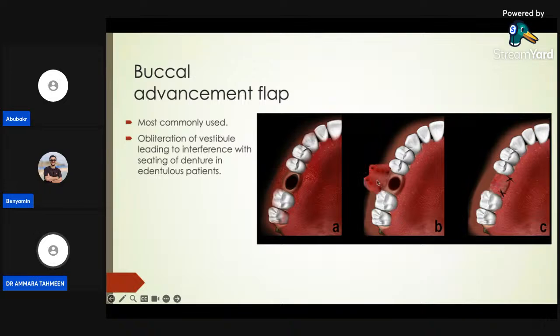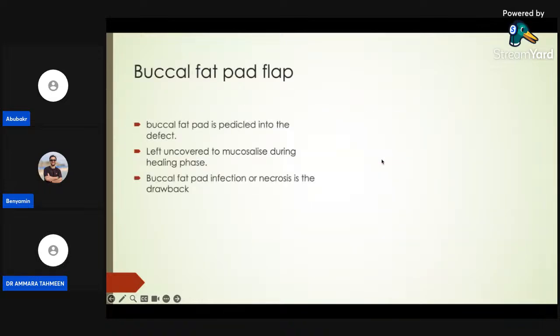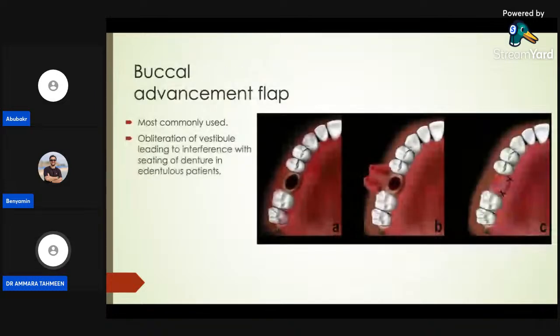As you can see here, this is the defect. Once the defect is identified, two releasing incisions are given at the margins of the defect. As you can see, one vertical releasing incision is placed mesially, and one vertical releasing incision is placed distally, and you try to acquire a wide base so as to include as much vascularity as possible.